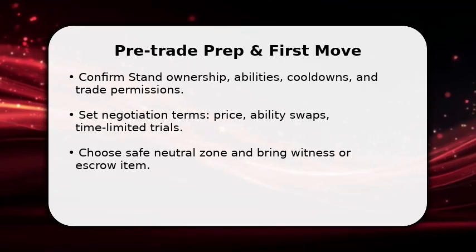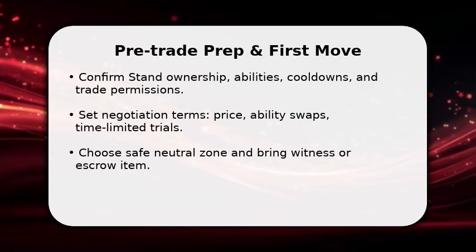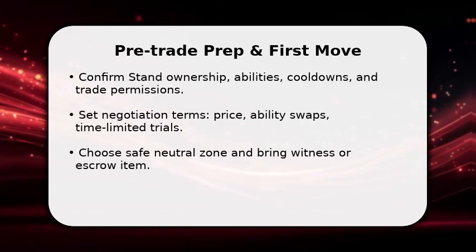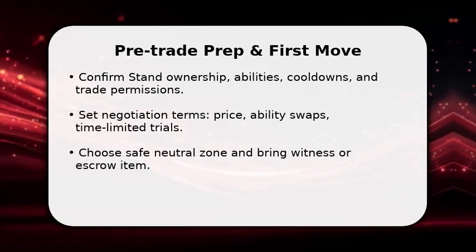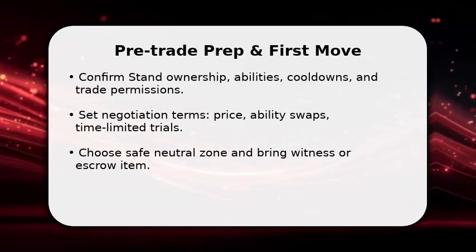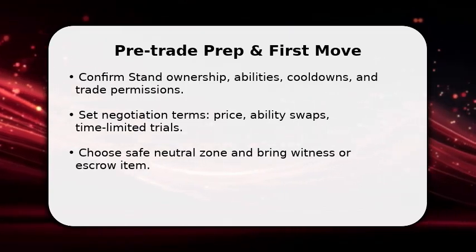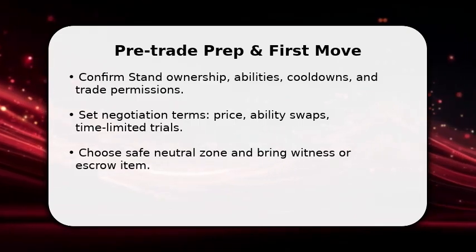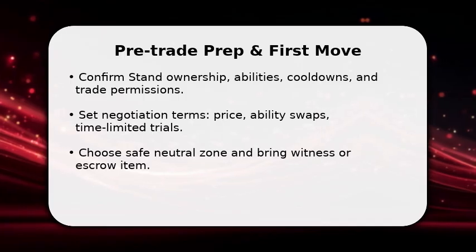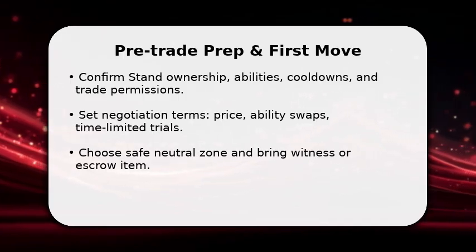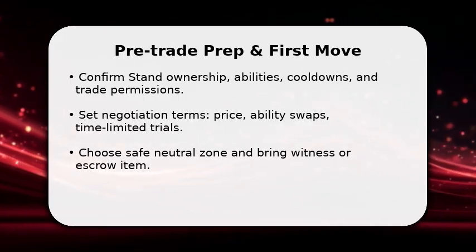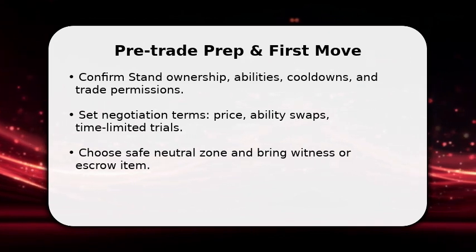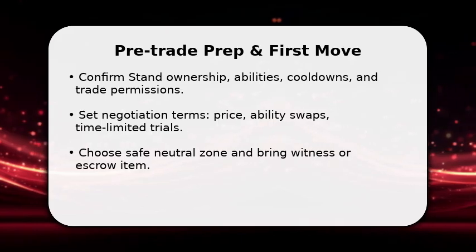You start by verifying the stand's attributes and legal trade permissions. Do this immediately so you do not waste time. Once verified, propose concrete terms, exact price, any ability exchanges, and whether the trade is temporary or permanent. Make sure both parties agree on a neutral meeting place with a clear escape route and an escrow item or witness to hold collateral. This first movement sets protection, expectations, and prevents disputes. So be firm, precise, and document every commitment before proceeding to the exchange.